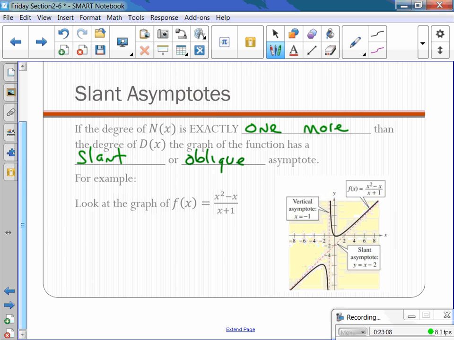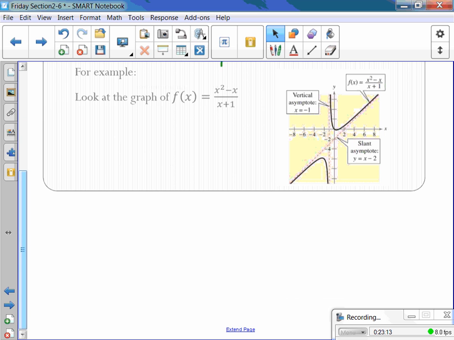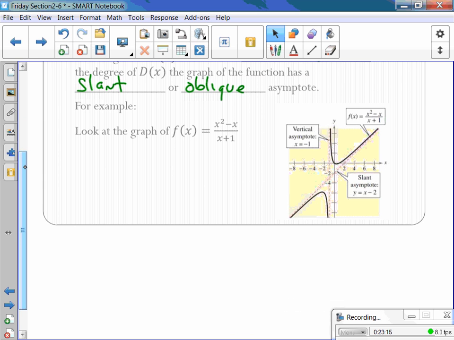So for example, here we have the graph of f of x equals x squared minus x over x plus 1. Definitely no horizontals, since my numerator is larger than my denominator with degrees, right? But it is 1 more. I have a first degree in the bottom, and in the numerator I have a second degree, which gives me that slant asymptote of y equals x minus 2. How do we come up with that slant asymptote? Looking here. As Caden said, use long or synthetic division.